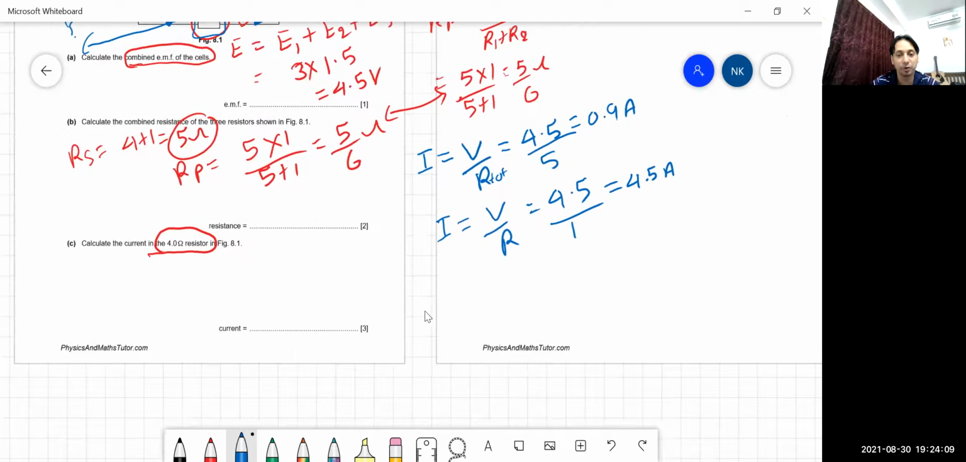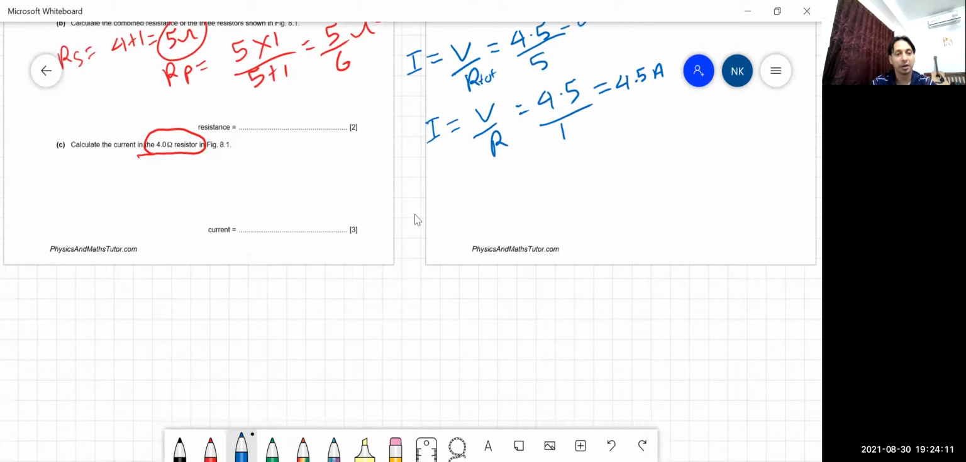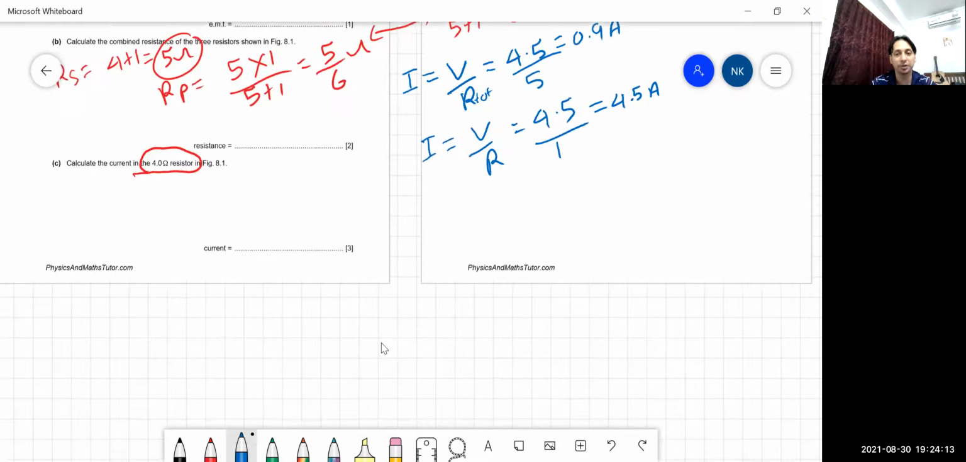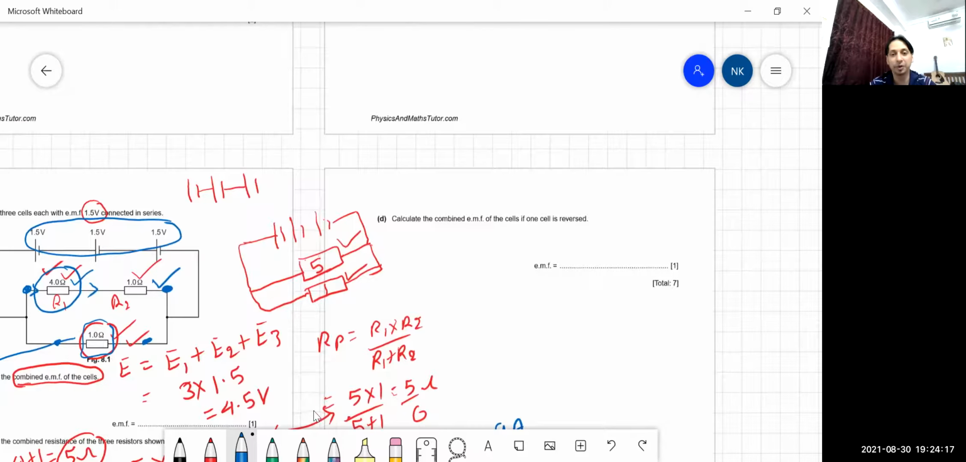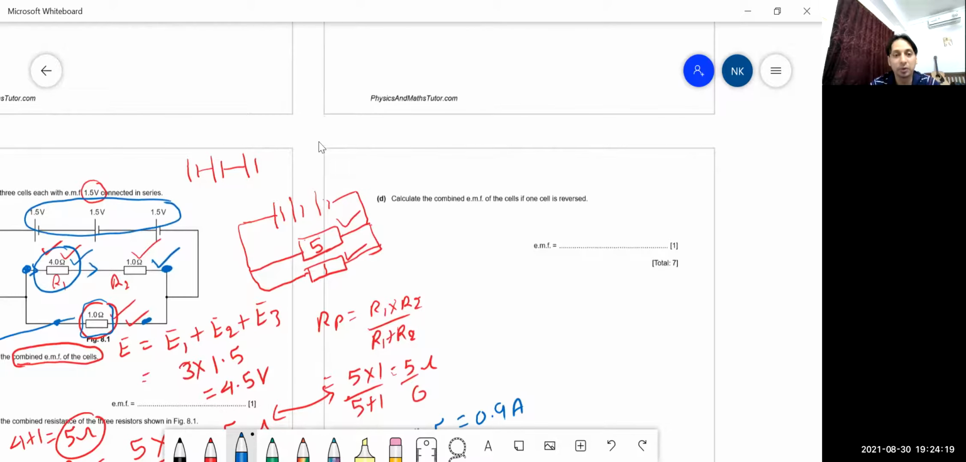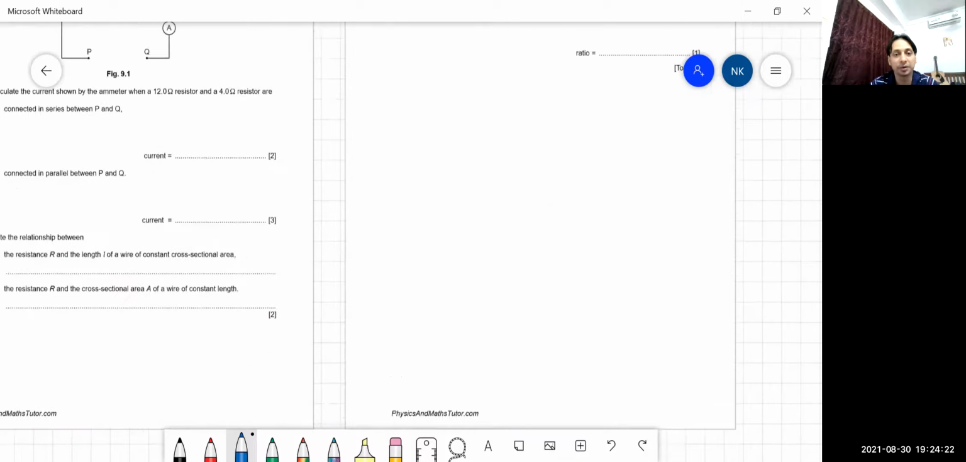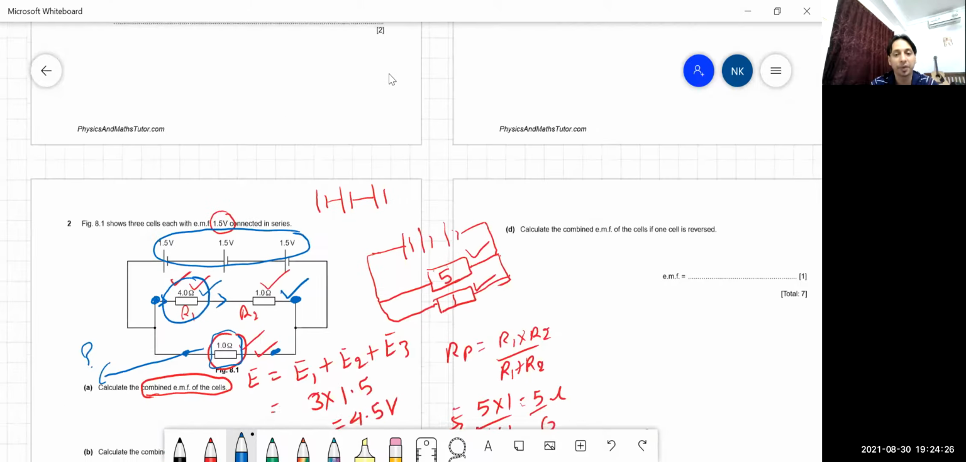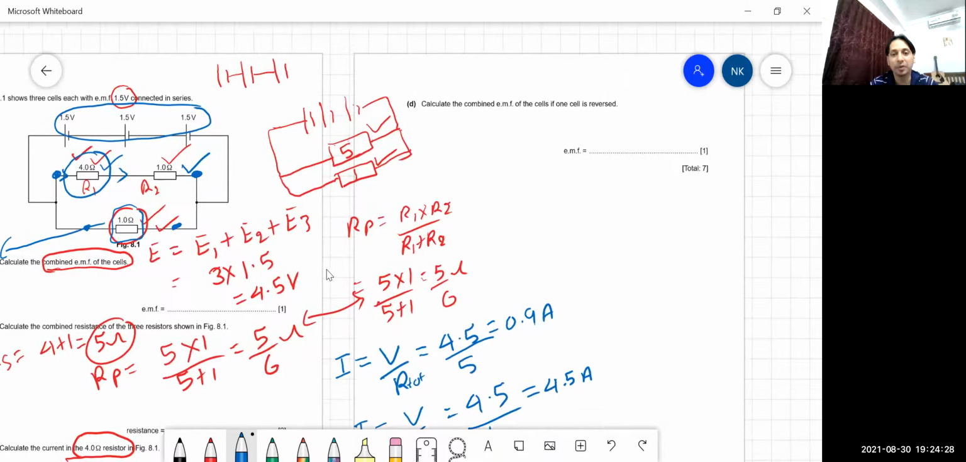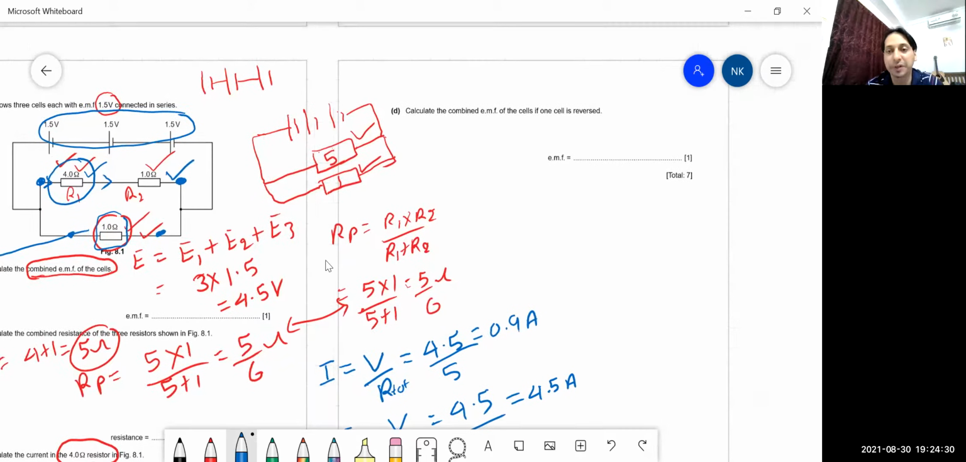I want to move to the next question children. We have done this part C, and then there is one more part here, D part. We have left one question up, okay. Calculate the combined EMF of the cells if one cell is reversed. One cell is reversed. What do you mean by one cell is reversed?